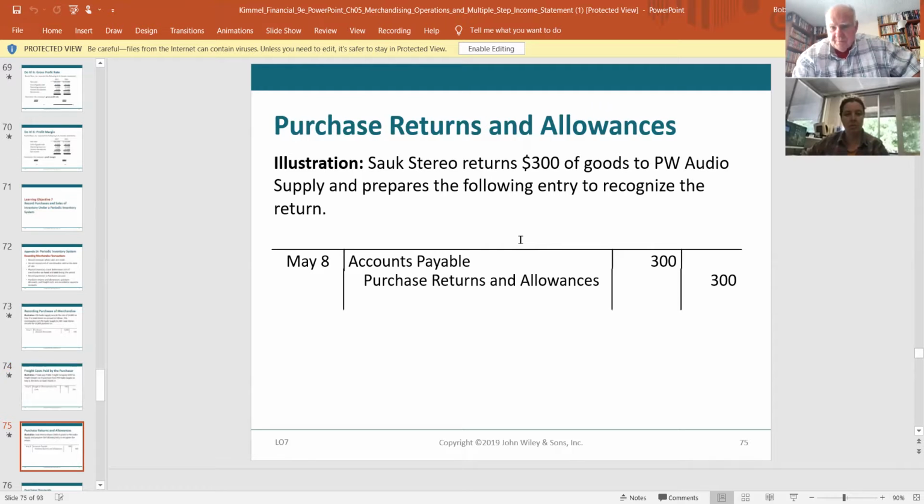Purchase returns and allowances. SAWC returned $300 worth of goods to the supplier, right? Yes. We're going to debit accounts payable because we don't owe the $300 anymore, right? And yes, we're going to credit purchase returns and allowances. You never credit purchases, okay? Let me emphasize that. You never debit sales, you never credit purchases. What you do debit and credit are either the sales returns and allowances or the purchase returns and allowances, okay?